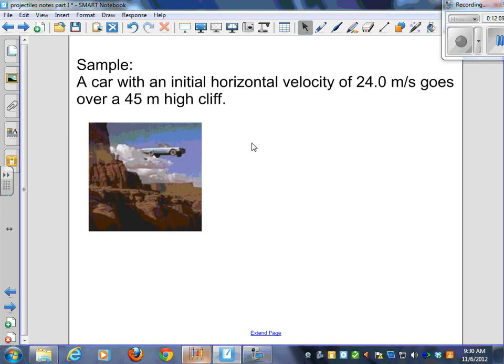Okay, here's a sample question. There's me driving my car off a cliff at the Grand Canyon in my stuntman days.